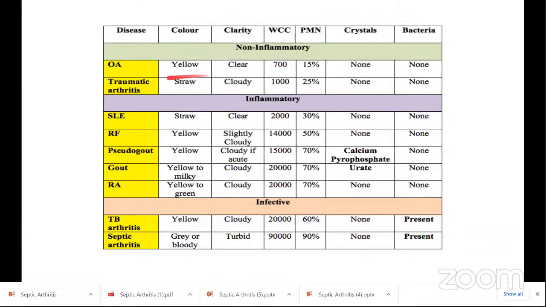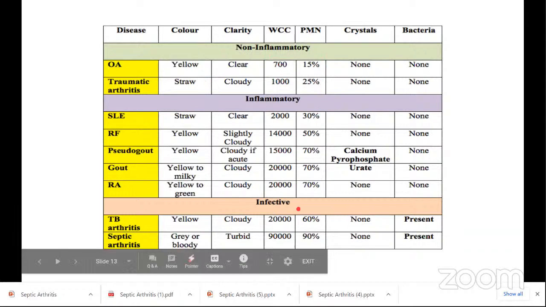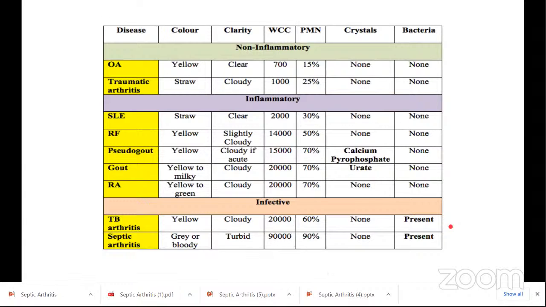Once you aspirate this synovial fluid, you have to study it in these parameters. Okay? Don't go into all these details. But I told you, polymorphonuclear cells are very high in TB and septic arthritis, and even in inflammatory arthritis. But what is more important is the cell count. The cell count is very, very high. Of course, you have to grow bacteria. Either you see them in the stains or you have to culture the bacteria to confirm septic arthritis.